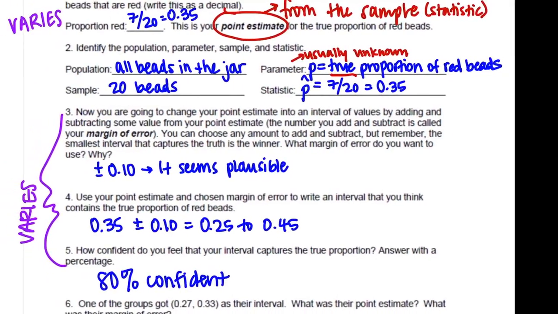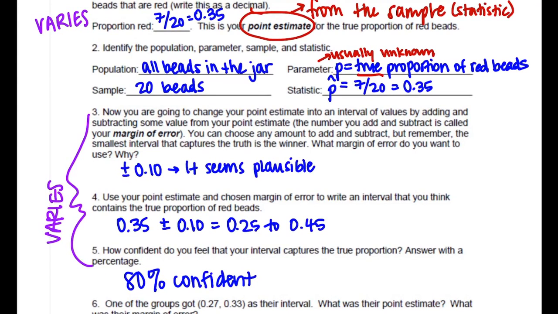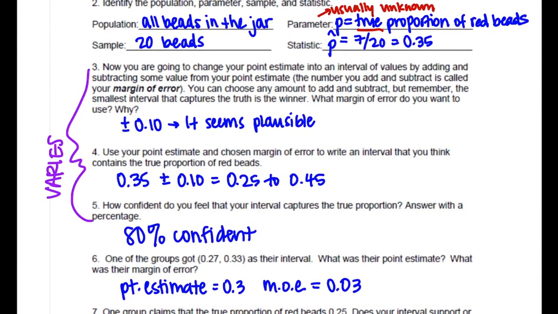All right, let's keep moving. So you guys could have all written different things for 3, 4, and 5. It was your job to try to get a small margin of error that would capture the true value, but be precise. So someone could have said that their margin of error was 0.5 and they add or subtract 0.5, and you're really confident that it's going to capture the true value, but that's not really very practical.